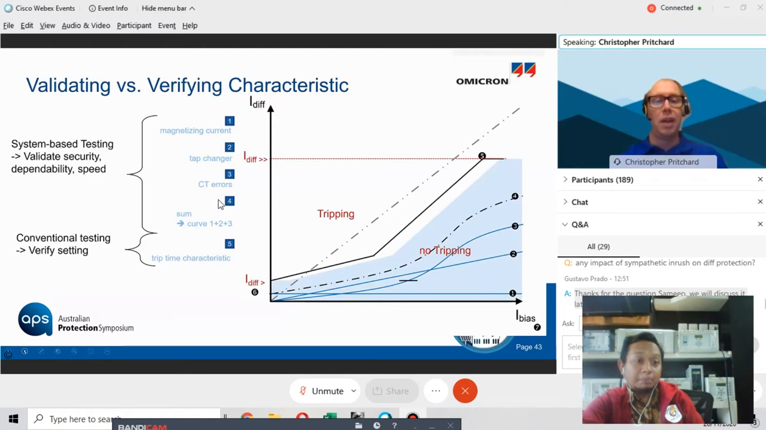Jadi nanti prinsipnya seperti itu, dilakukan injeksi yang sudah ada, nanti mungkin ada template-nya ya. Sure, terus kita uji seolah-olah diuji magnetik karena tap changer-nya, error CT-nya, nanti semuanya harusnya di sekitar non-trip.